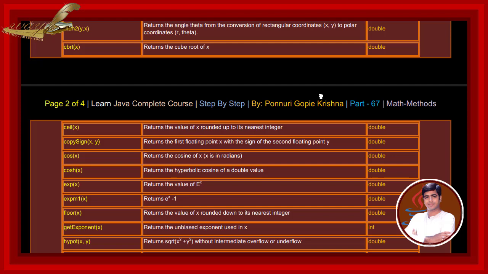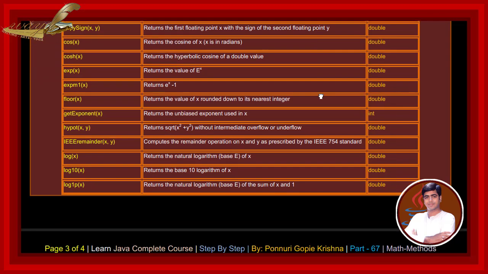The expm1(x) method returns e to the power of x minus 1. The floor(x) method returns the value of x rounded down to its nearest integer. The getExponent(x) method returns the unbiased exponent used in x. The hypot(x, y) method returns the square root of x squared plus y squared without intermediate overflow or underflow. The IEEEremainder(x, y) method computes the remainder operation on x and y as prescribed by the IEEE 754 standard.